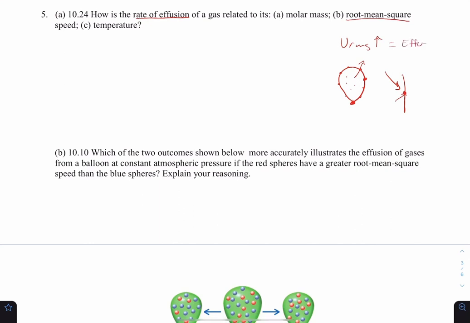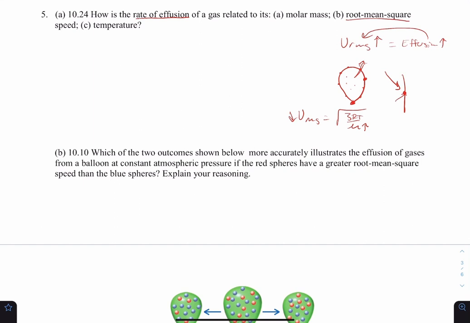So I'm just going to write effusion increases, okay? They're directly proportional to each other. If I have higher RMS speed, I expect them to leave that balloon a lot faster. Now, in terms of the molar mass, if it's directly proportional to RMS speed, then I can just look at the RMS equation, the square root of 3RT over M. You'll notice that this equation helps you a lot in answering kinetic molecular theory questions. If I increase the molar mass, I decrease the RMS speed, and so that's an inverse relationship, right?